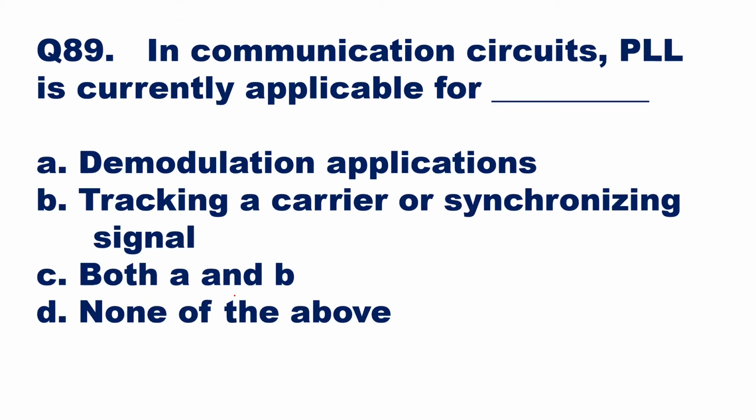Then we'll go to question number 89. In communication circuits, PLL, that is phase locked loop, is currently applicable for dash. So option A is demodulation applications. Now in demodulation applications, you require the right frequency so that you can take the frequency of the carrier and then demodulate it. Option B is tracking a carrier or synchronizing signal. This is also an application. So here, both A and B are the applications.